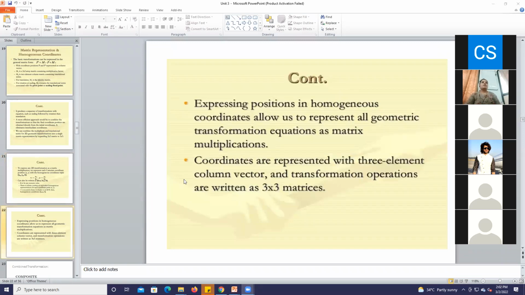So expressing position in homogeneous coordinate allow us to represent all geometric transformation equation as matrix multiplication. बघितलं आपण की instead of performing addition, we are going to perform the multiplication, matrix multiplication, and for that purpose we require this homogeneous coordinate system. So a 3 by 3 matrix is generated with it. Okay.